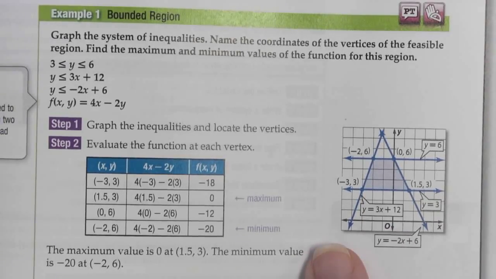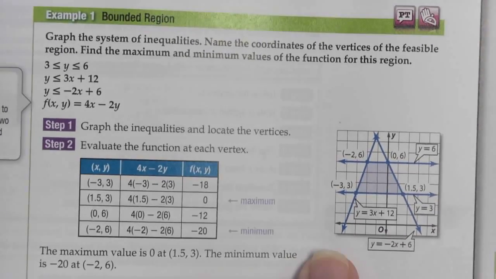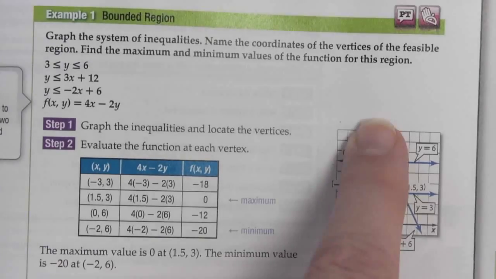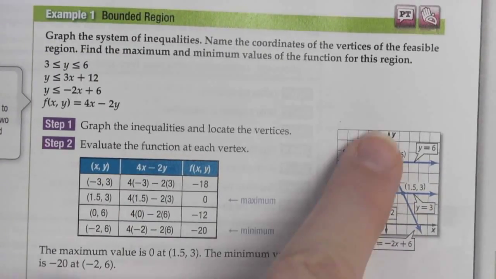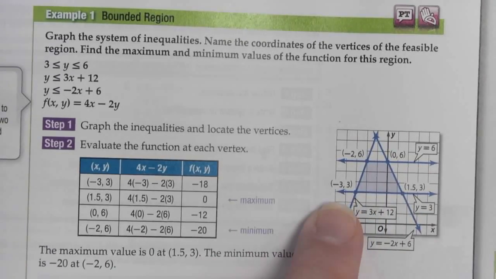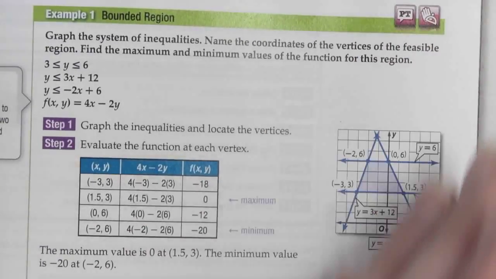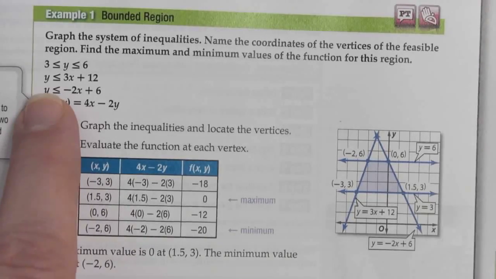So you could plot some points if you didn't have it in your box, but he's right. That's the line right there. And it is shaded to the right because it is slanted to the right, and it says y is less than.